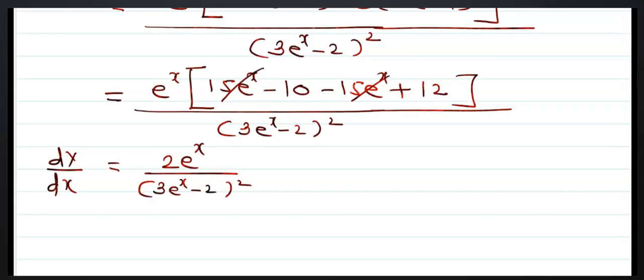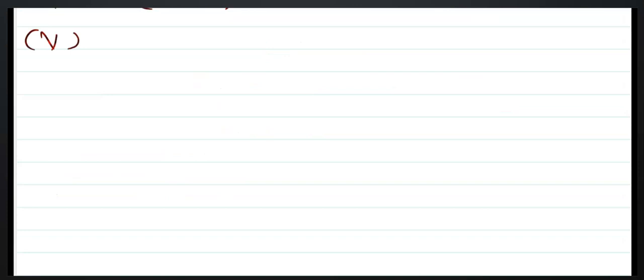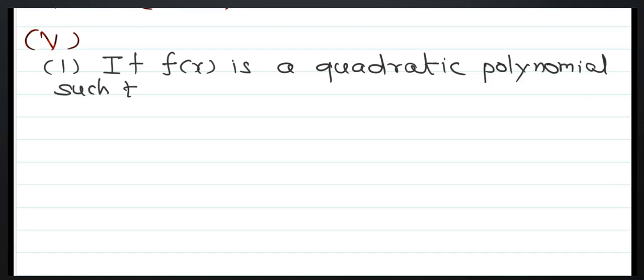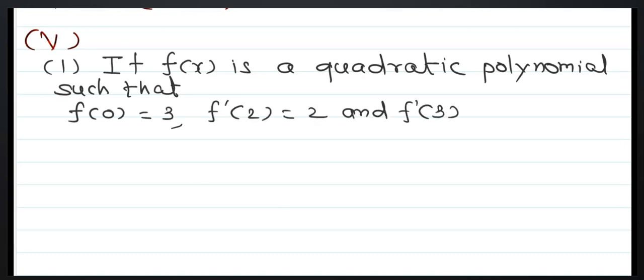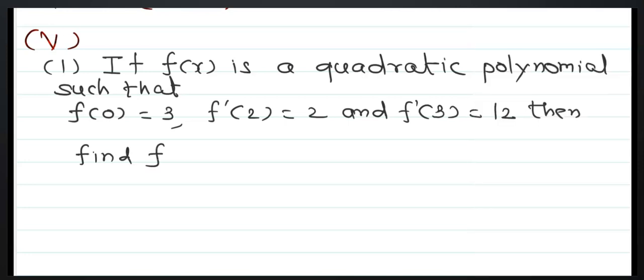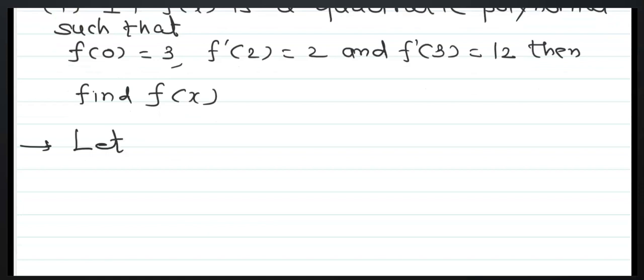Okay. Now the next is the fifth one. If f of x is a quadratic polynomial such that f of 0 is equal to 3, f dash of 2 is 2, and f dash of 3 is 12, then find f of x.